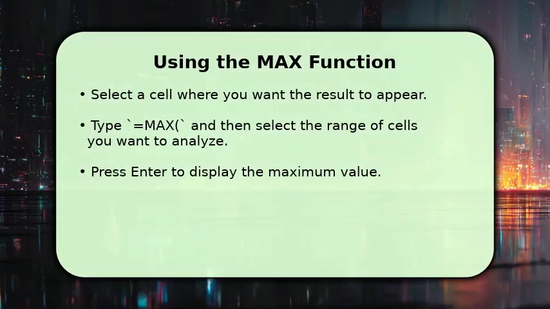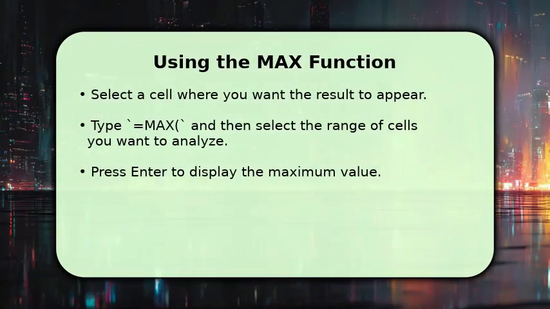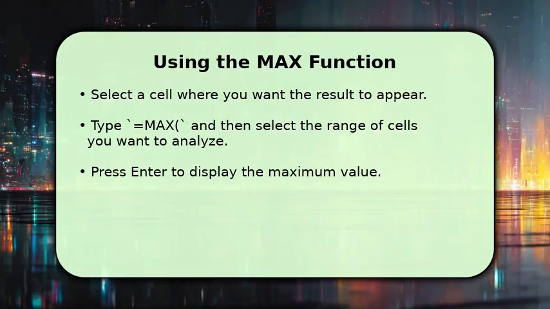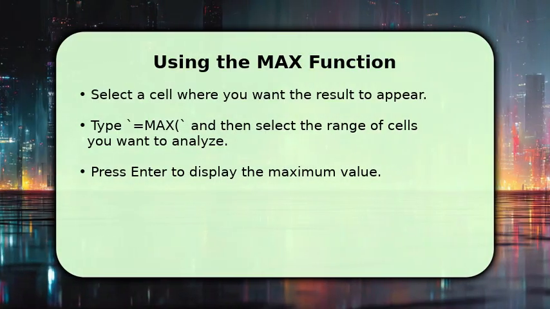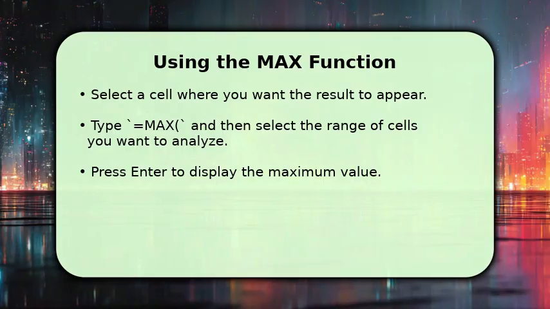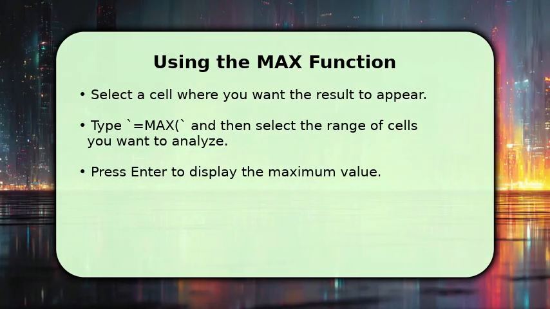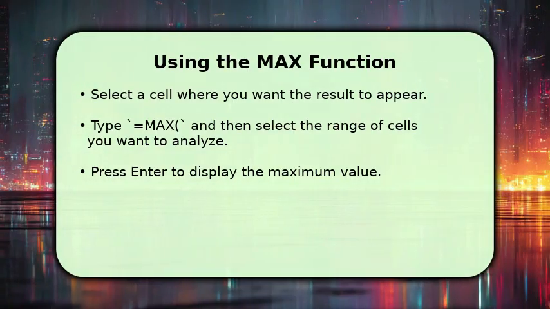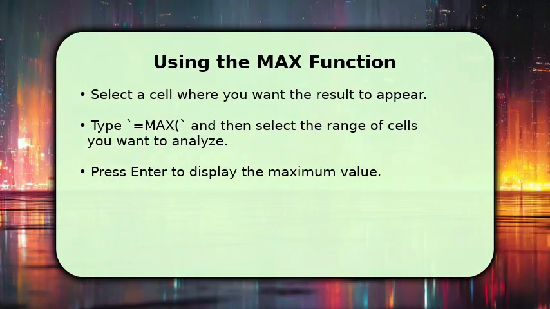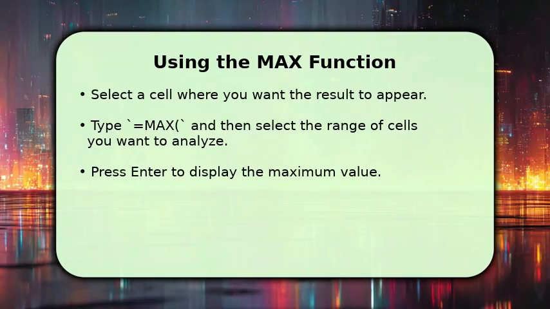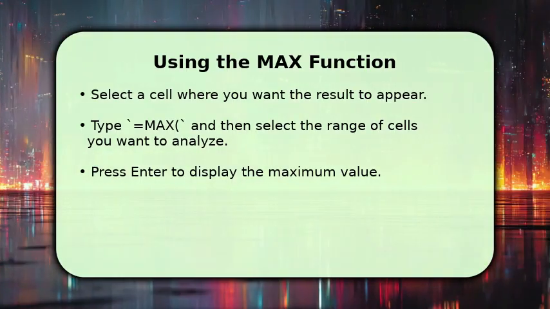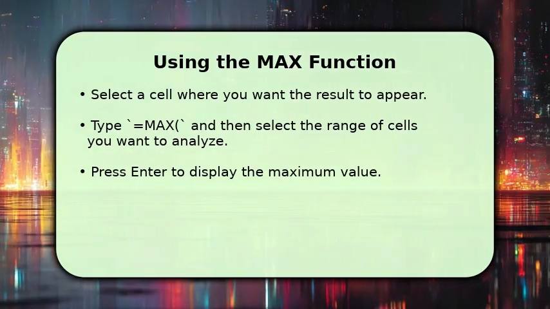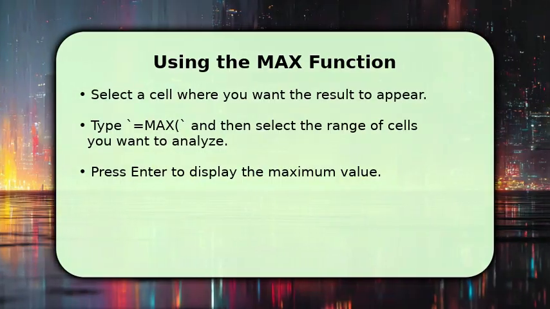To use the MAX function, simply select an empty cell where you want your result. Type an equals sign, followed by MAX, then an opening parenthesis. Next, highlight the range of cells containing the numbers you wish to analyze, like A1 through A10. Close the parenthesis and press Enter. Excel will instantly display the highest value from your selected data, making it easy to spot maximums.